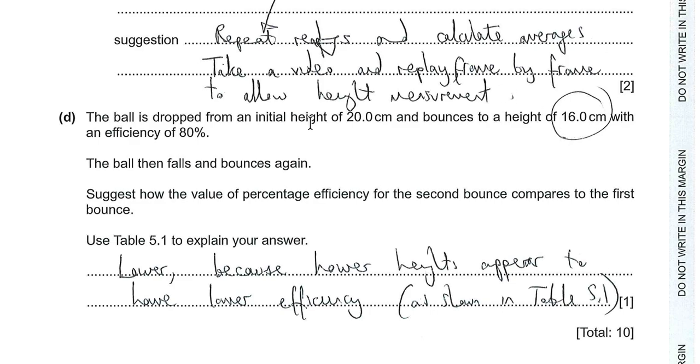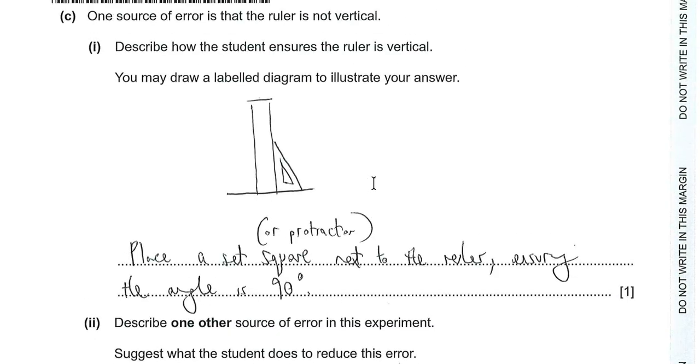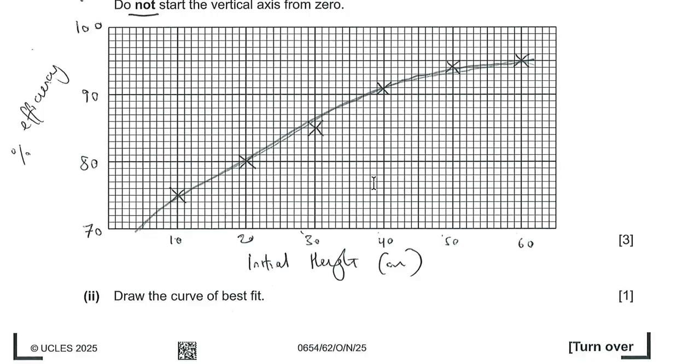So what's happened is the initial height has gone down. We can imagine this is 2 bounces with different initial heights. Our initial height is decreasing. What's our percentage efficiency? Well, if you look back at your graph, which is somewhere around here, if you have a lower height, you tend to get a lower efficiency from this graph. So this is where you're actually using the graph to have a look at what that value could be. We're going from an initial height of 20 to a new initial height of 16. You can see that the efficiency is dropping.